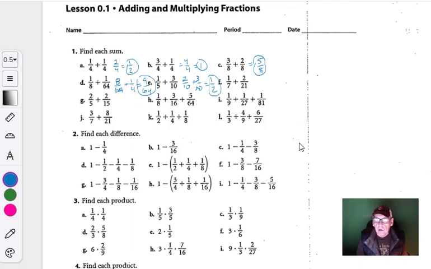Looking at F, 3 times 7 makes 21, so 1/7 is the same as 3/21, plus 2/21 makes 5/21. For G, we have to go for 15 for the common denominator, so we have to multiply the first one by 3. That's going to give us 6/15. And 6/15 and 2/15 is 8/15.